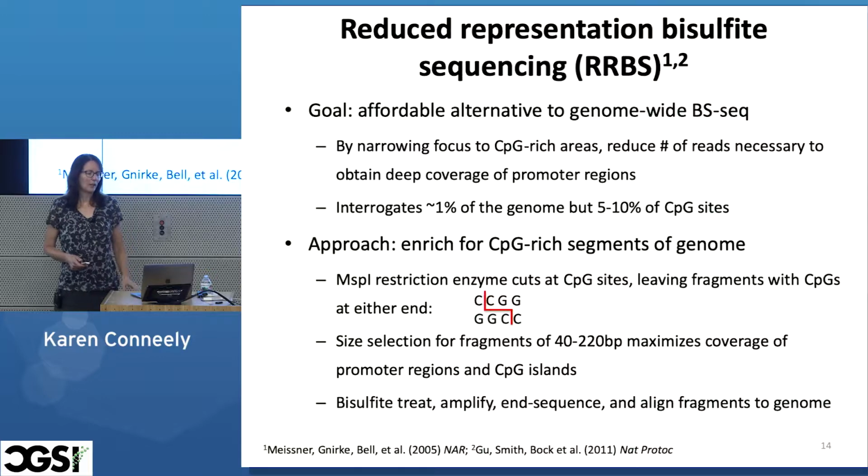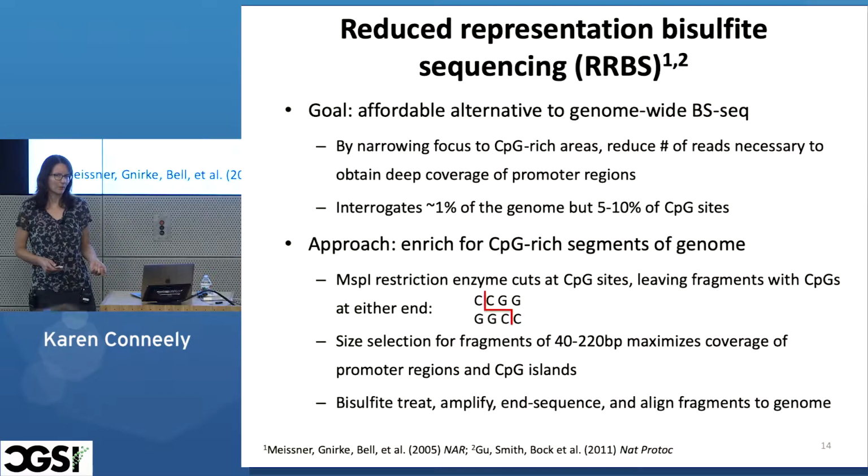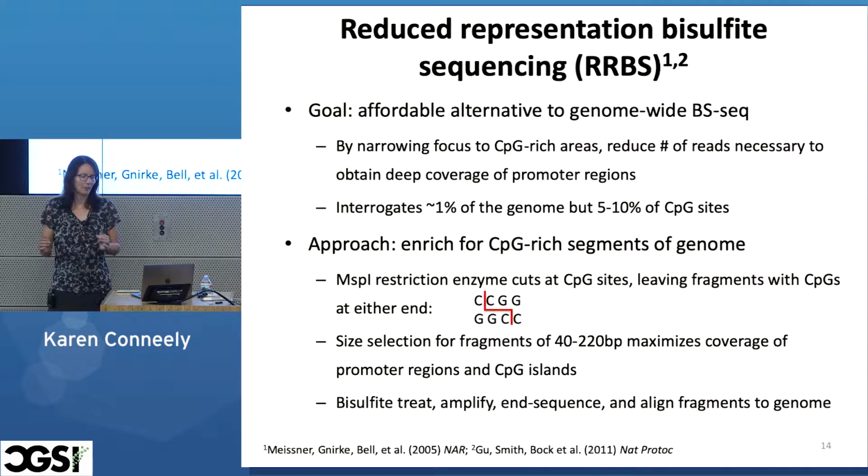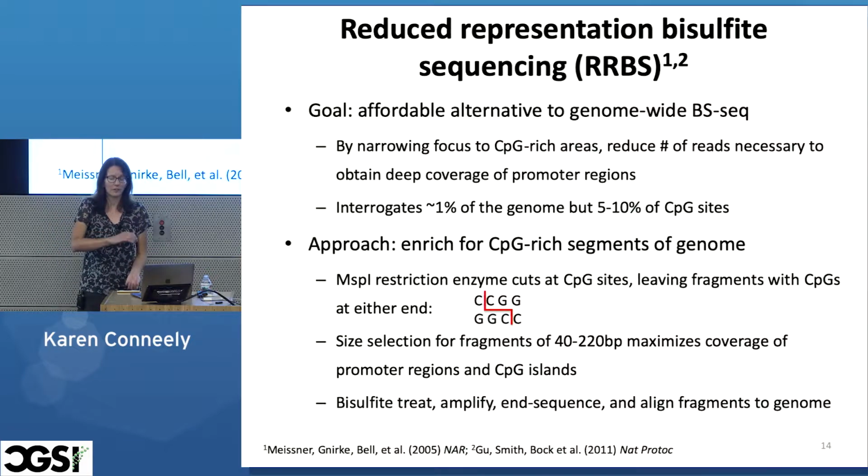Okay, so one more affordable alternative to whole genome bisulfite sequencing is something known as reduced representation bisulfite sequencing. And here the goal is to narrow the focus, not focus on the entire genome, but just the CpG-rich areas. If we can do that, then maybe we can reduce the number of reads necessary. We don't have to cover the whole genome, so we can instead focus on depth of coverage instead of breadth of coverage, and get deep coverage of the promoter regions. The approach I'm going to describe below will interrogate about 1% of the genome, but it will capture between 5 and 10% of all the CpG sites. So you're getting a little more bang for your buck here.